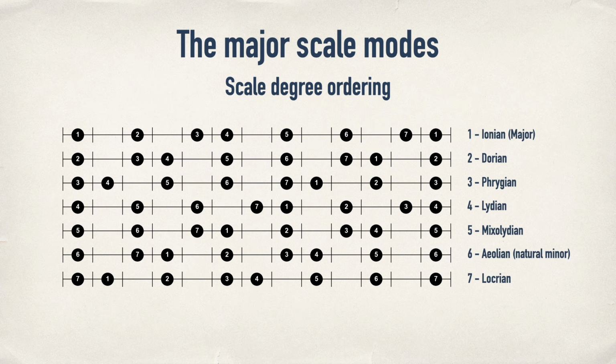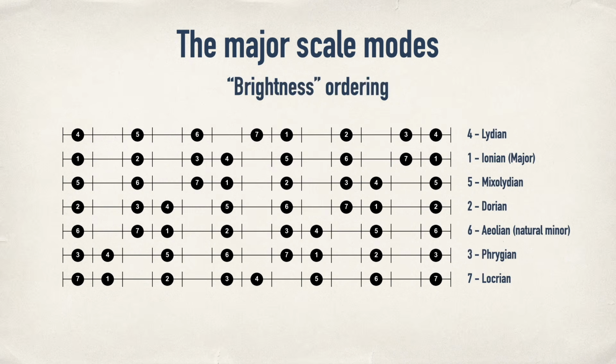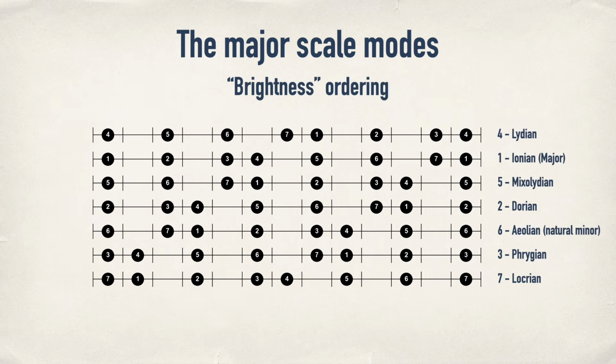We have them arranged here in order of the major scale degree that they start on, but it can also be useful to rearrange them by how bright or dark they sound, and when we do that, a different pattern emerges. Now the notes here are still labeled in terms of the scale degree of the underlying major scale, but let's label them with intervals instead.